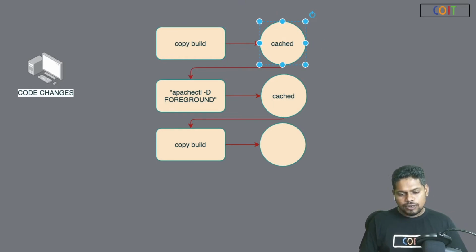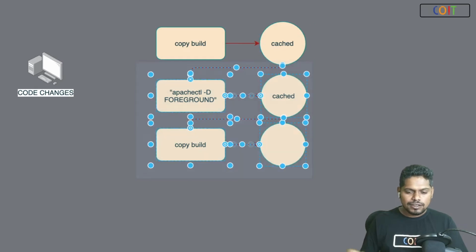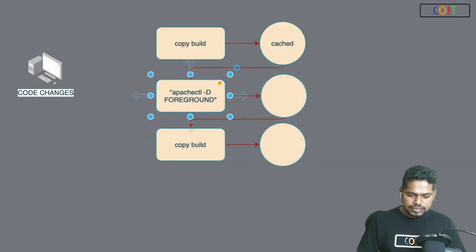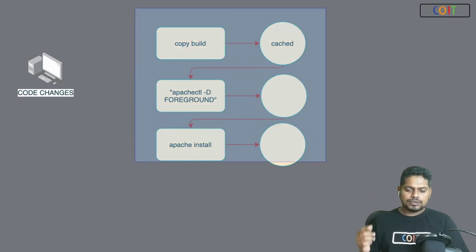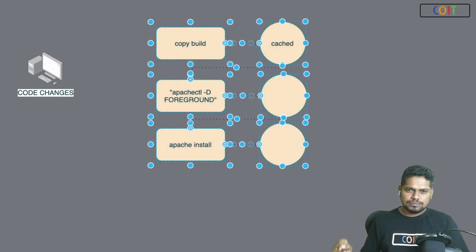Now all the subsequent tasks would become invalid. All cache would become invalid. Now Apache, all these things have to happen again. Apache install, everything has to happen again. So that is why I said, when you are doing layer by layer, the beginning steps should consist of those steps that don't change a lot, right?